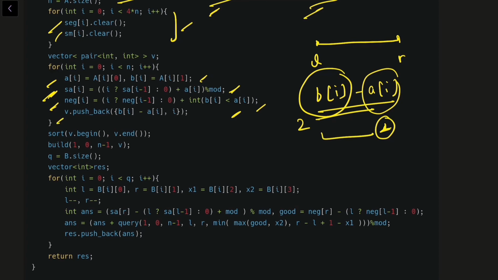After that we are pushing back BI minus AI and its index to a vector. I'm going to explain it later. This is needed in merge sort tree. Okay, after that we are sorting the vector and then we are building the merge sort tree, right? So don't think about the merge sort tree right now. Just let's say we have built some merge sort tree and it is working in the background, right?